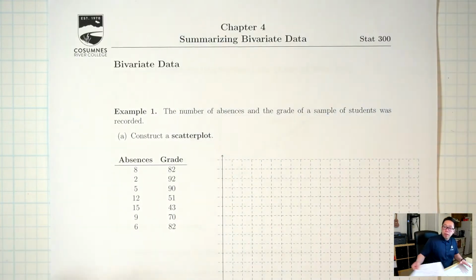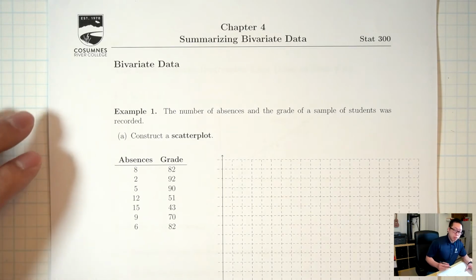Today we're going to talk about how to determine whether two quantitative data are related. So these are going to be the numbers. Before I do that, let me introduce the term bivariate data. Bivariate data just means that we're going to collect two pieces of data from each individual.